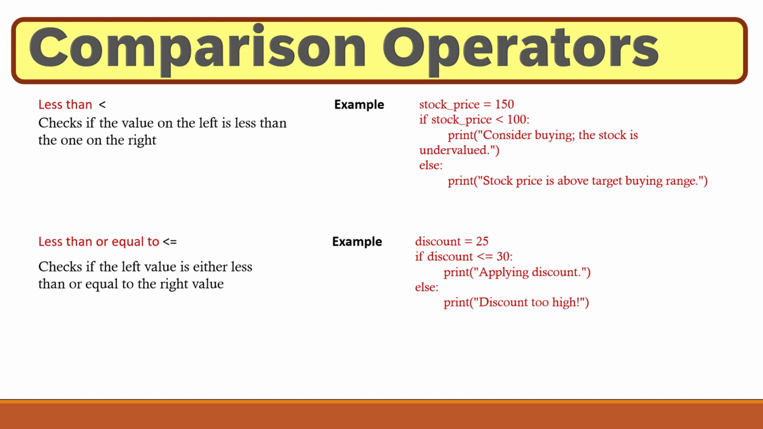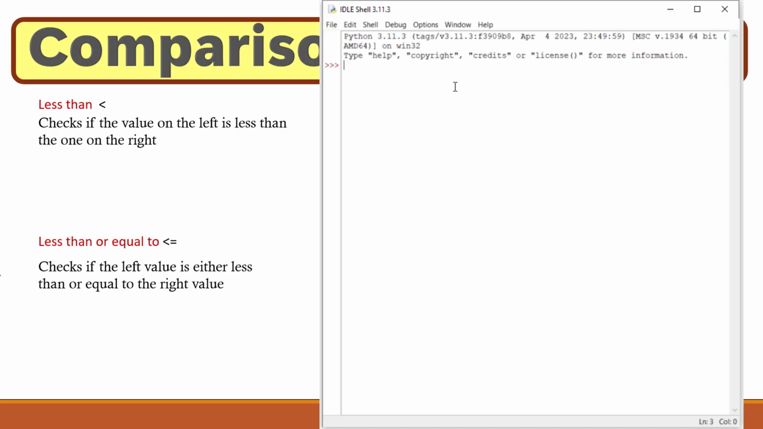Let's have a quick look at them in Python's default code editor, IDLE. If I do 5 equals 5, that would come back with a Boolean output of true. If I do 5 is not equal to 5, that would come back with a Boolean value of false. 5 is greater than 3, that would come back as true. 5 is greater than or equal to 5, and that comes back as true.